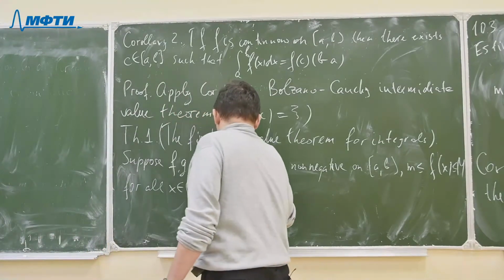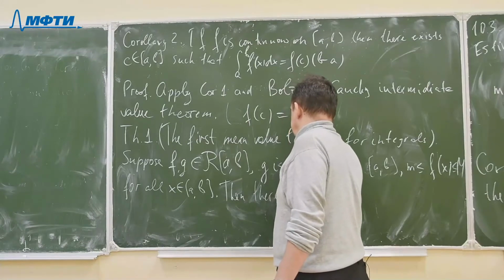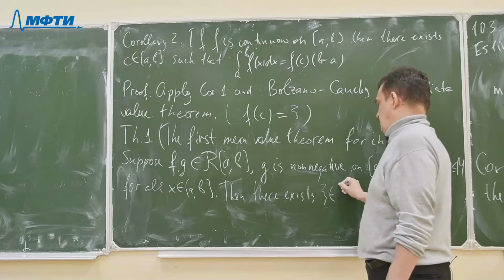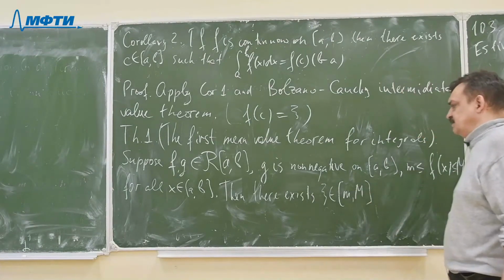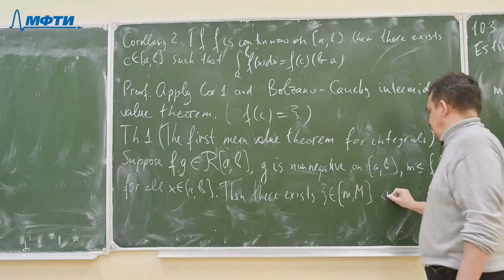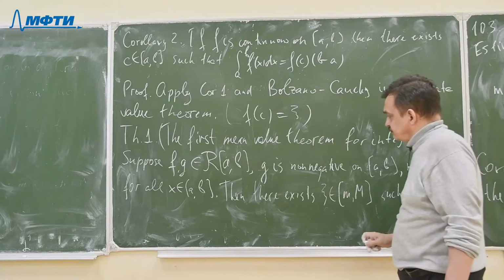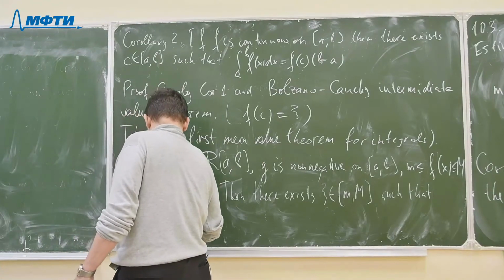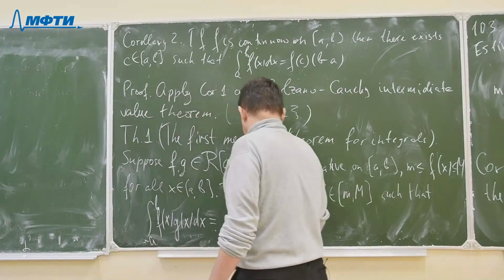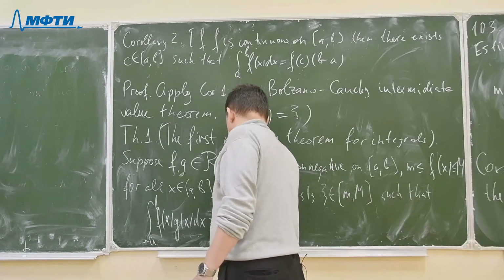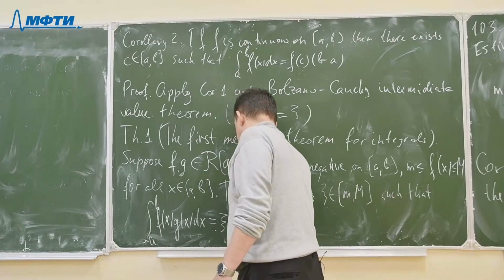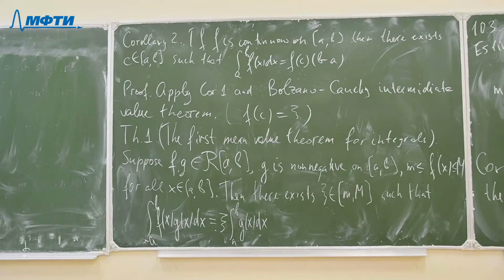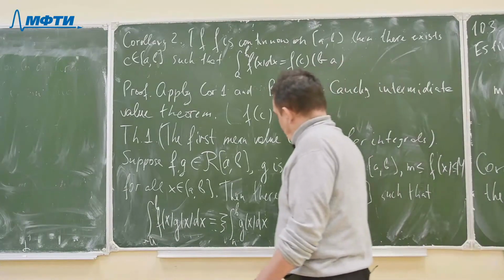Then there exists psi in the interval between little m and capital M such that the integral from a to b of f of x g of x dx equals psi times the integral of g of x dx. Proof.